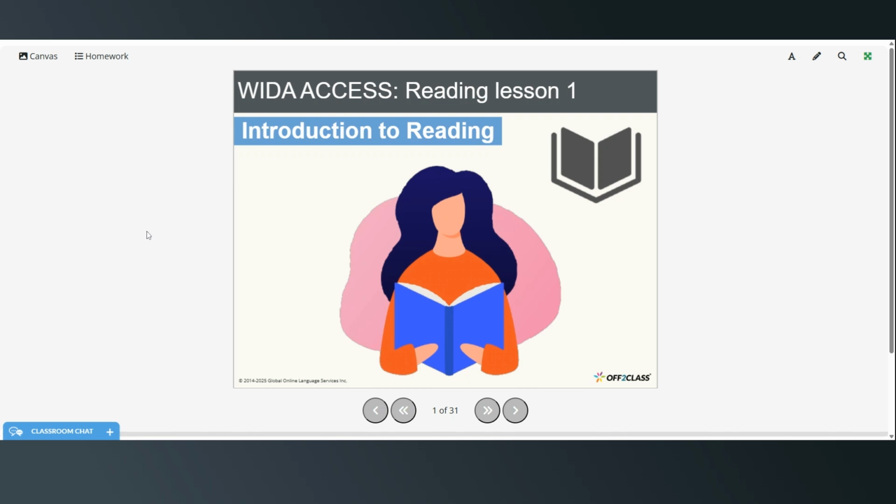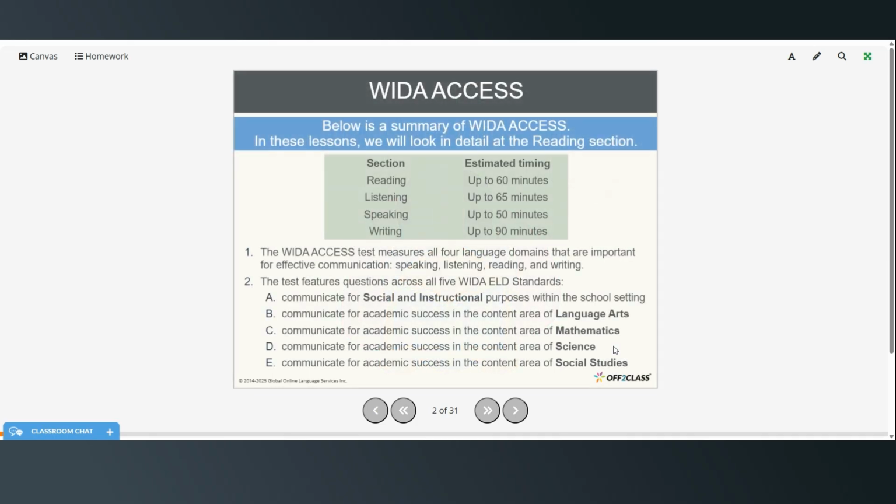This is a WIDA ACCESS reading lesson, and this is Introduction to Reading. So below is a summary of WIDA ACCESS, and in these lessons we'll look in detail at the reading section. The WIDA ACCESS test measures all 4 language domains that are important for effective communication: speaking, listening, reading, and writing. And the test features questions across all 5 WIDA ELD standards.